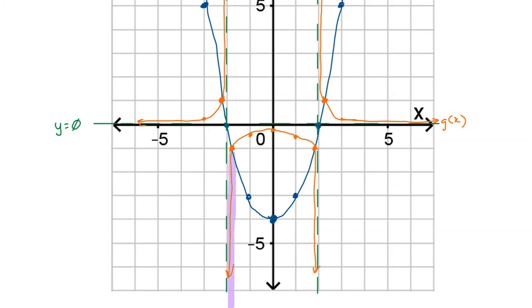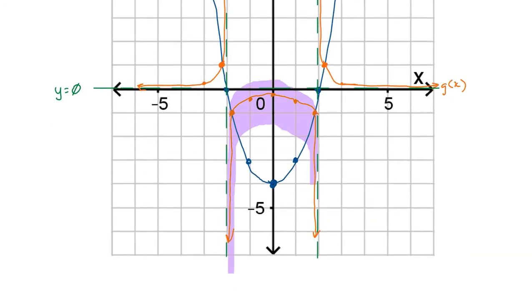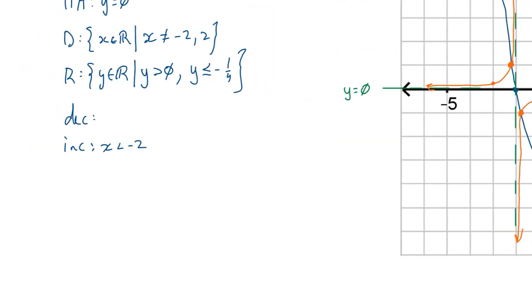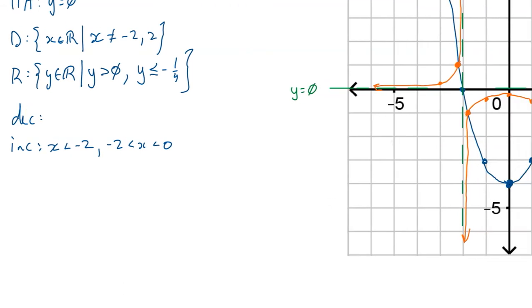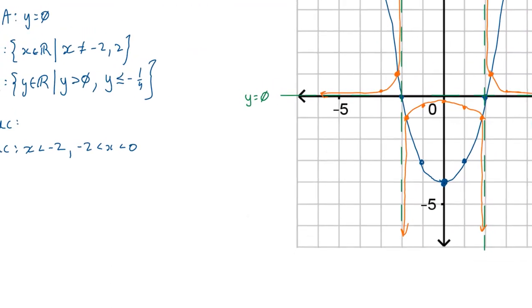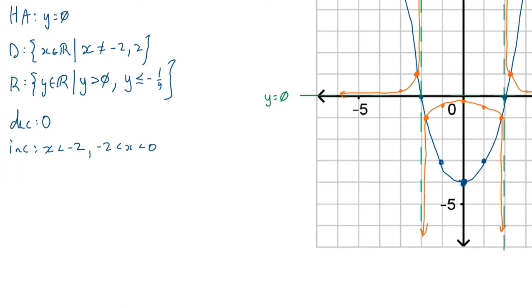And what's happening here? Yep. Still increasing, but then there's a turning point, and what happens after the turning point? It's decreasing. So it's increasing between -2 and 0, and then it's decreasing between 0 and +2. Never include those points because they're asymptotes. It doesn't exist there.